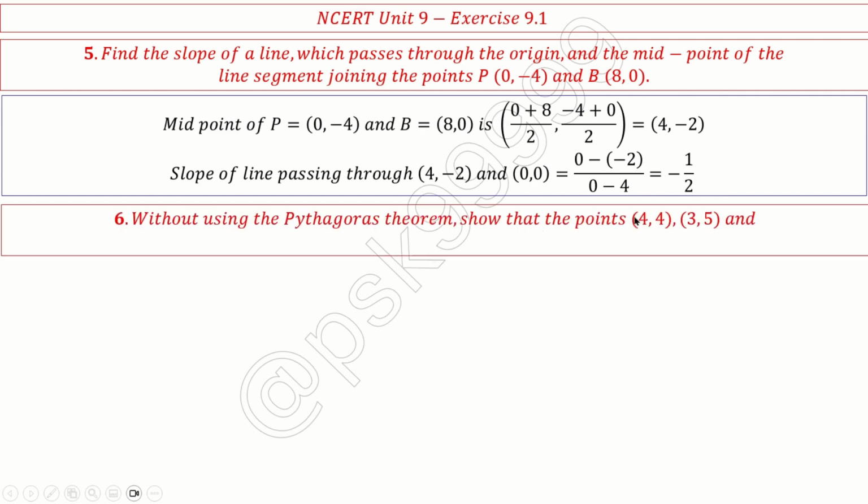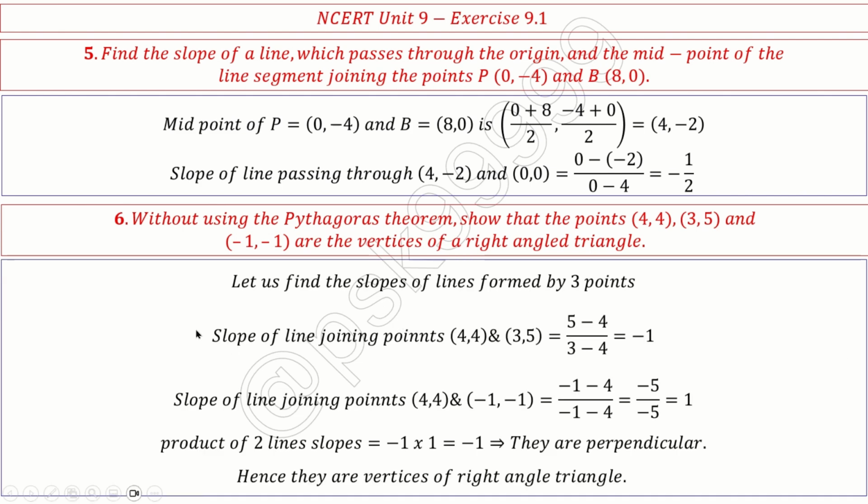Without using the Pythagoras theorem, show that the points 4, 4, 3, 5 and minus 1, 1 are the vertices of a right angle triangle. Okay, we should not use the Pythagoras theorem. So what you can do? You can use slopes. You calculate the slopes of the two lines which are making a right angle. The product of the slopes should be equal to minus 1. So first find out the slopes of all three lines. The slope of the line joining 4, 4 and 3, 5 is minus 1, and 4, 4 and minus 1, 1 is 1. The product of these two is minus 1, you can clearly see, which means these two are perpendicular. Okay, so this is a right angle triangle.